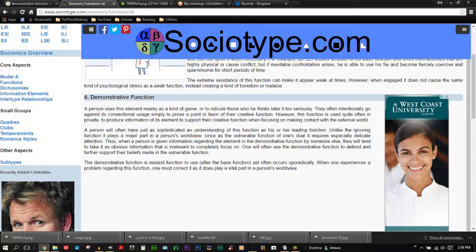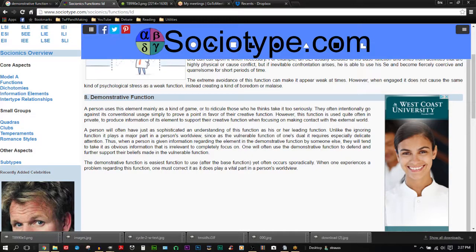8, demonstrative function. This again will be your 6th in Myers-Briggs numbering. That's the one that correlates with TI for me, which would be TE. My demonstrative function is TE. Your demonstrative function is your 6th function if you're used to numbering with Myers-Briggs functioning. Okay. A person uses this element mainly as a kind of game or to ridicule those he thinks take it too seriously.